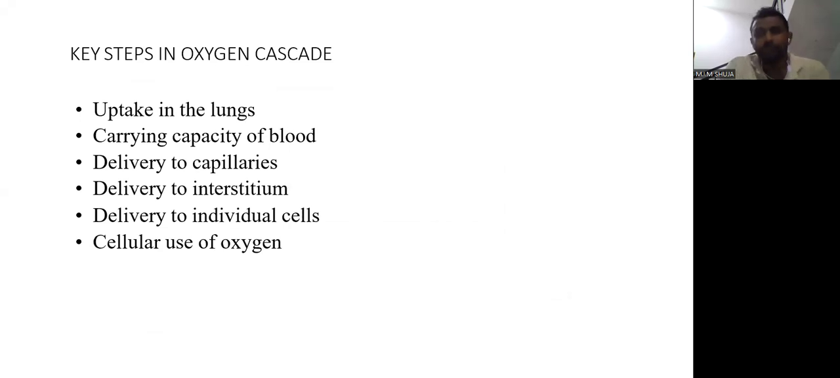So there are a few key steps in the oxygen cascade: uptake into the lungs, carrying capacity of the blood, delivery to the capillaries, from the capillary delivery to the interstitium, then delivery to the individual cells, and the oxygen is utilized by the cell mitochondria.